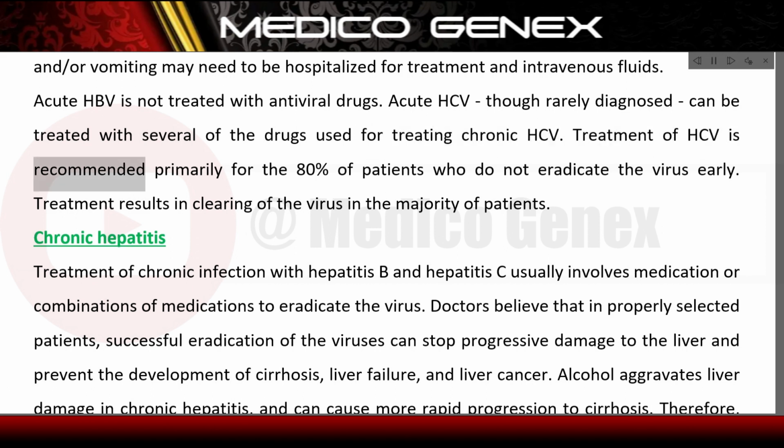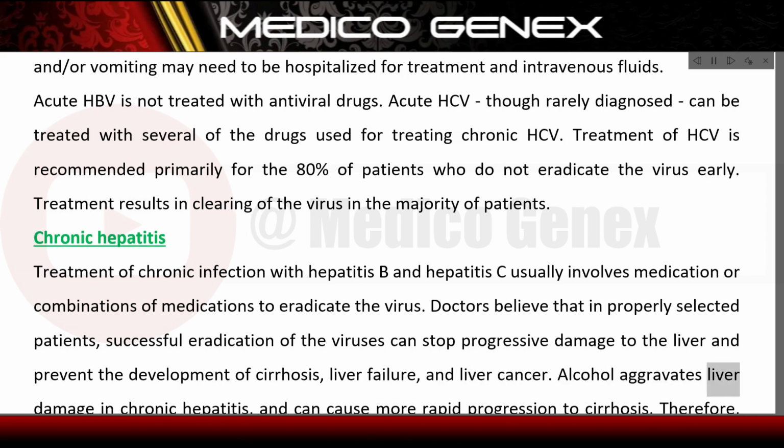Treatment of HCV is recommended primarily for the 80% of patients who do not eradicate the virus early. Treatment results in clearing of the virus in the majority of patients. Chronic hepatitis. Treatment of chronic infection with hepatitis B and hepatitis C usually involves medication or combinations of medications to eradicate the virus. Doctors believe that in properly selected patients, successful eradication of the viruses can stop progressive damage to the liver and prevent the development of cirrhosis, liver failure, and liver cancer.